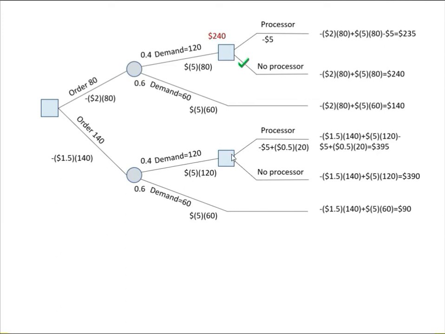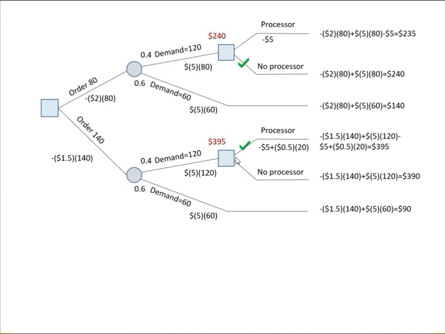You can see it's quite similar. Let's compare the payoff, 395 versus 390. Apparently 395 is a higher profit, which is preferable, so he will choose this branch, and I'm going to copy this number over here. That again means if Michael ever ordered 140 and the demand is high, then his expected profit going forward from this point on is 395 by choosing to call the food processor.